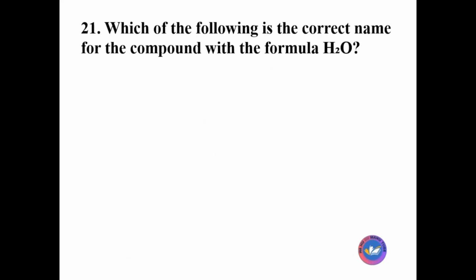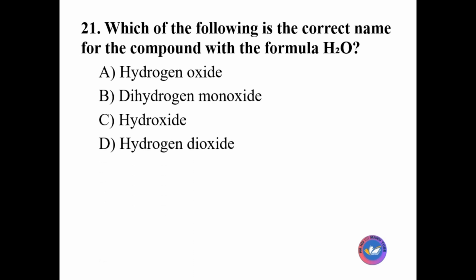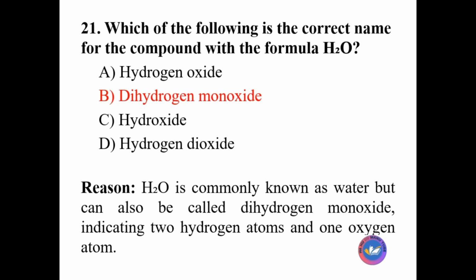Question number 21. Which of the following is the correct name for the compound with the formula H2O? A. Hydrogen oxide, B. Dihydrogen monoxide, C. Hydroxide, D. Hydrogen dioxide. The answer will be dihydrogen monoxide. H2O is commonly known as water but can also be called dihydrogen monoxide, indicating two hydrogen atoms and one oxygen atom.